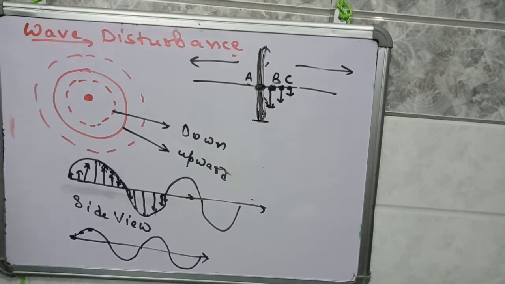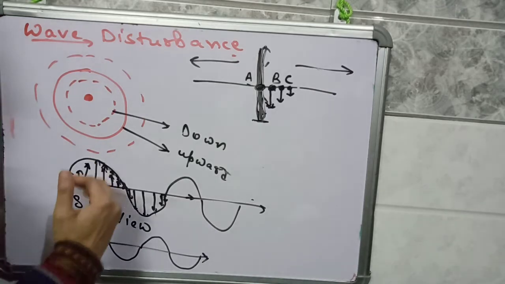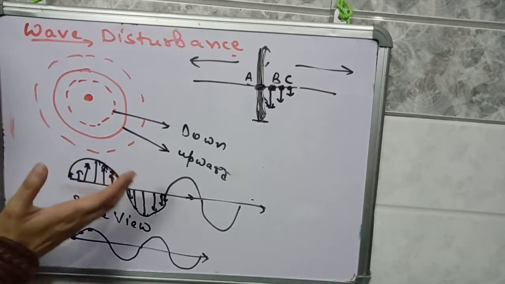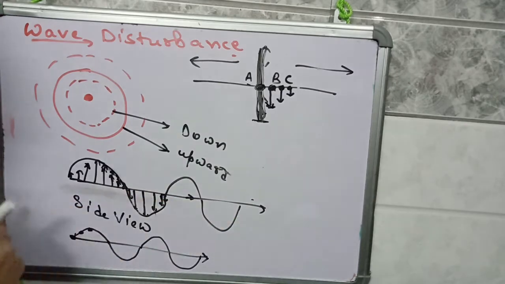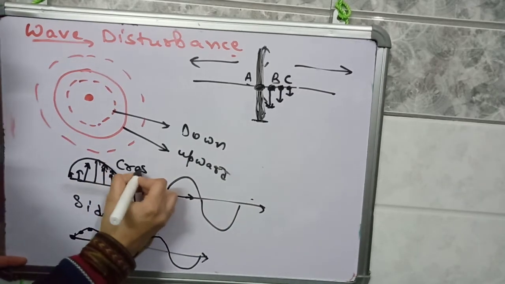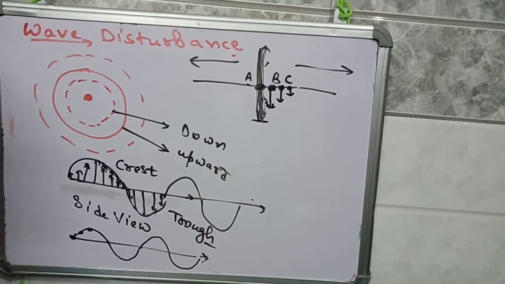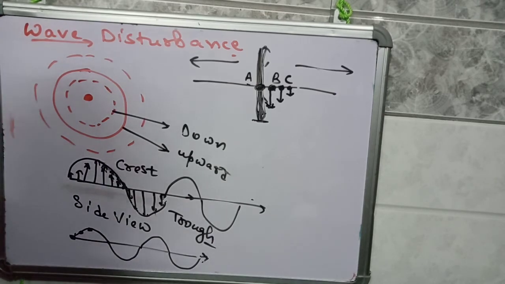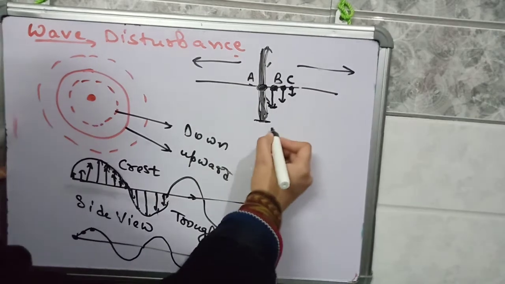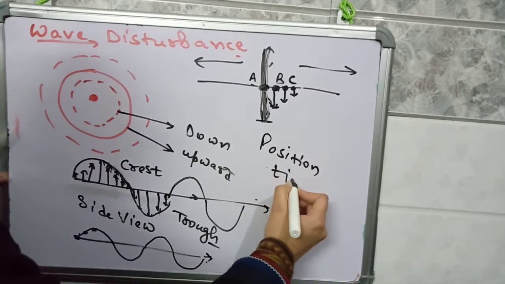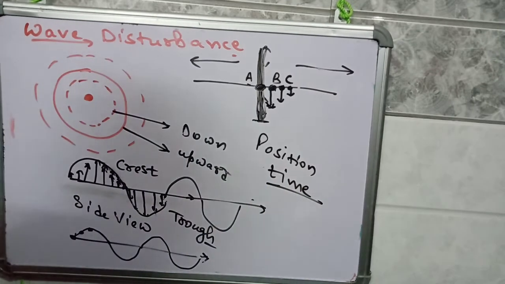The particles which are moving in the upward direction will form the crest, and the particles which are moving in the downward direction will form the trough. So whenever a wave is formed, two things are very important: the position of the wave and the time at which we are noting down the position of the wave.